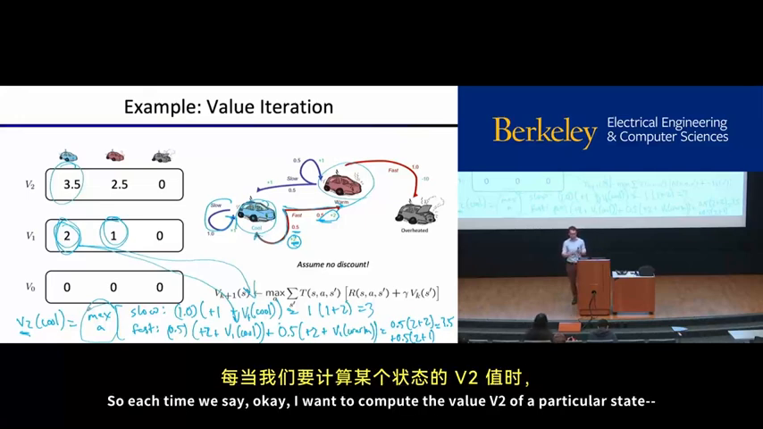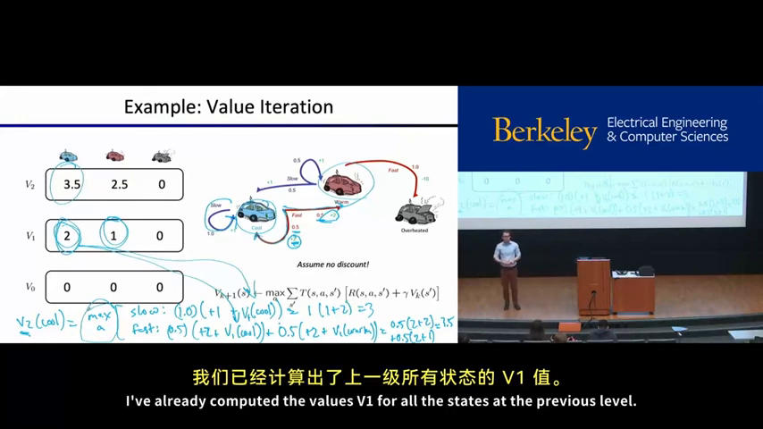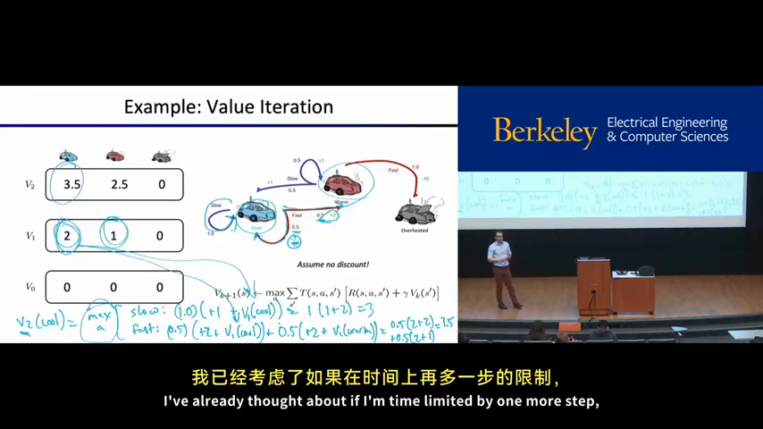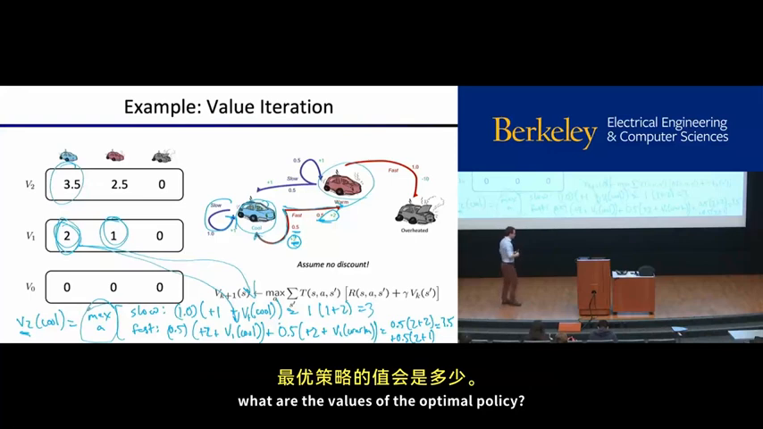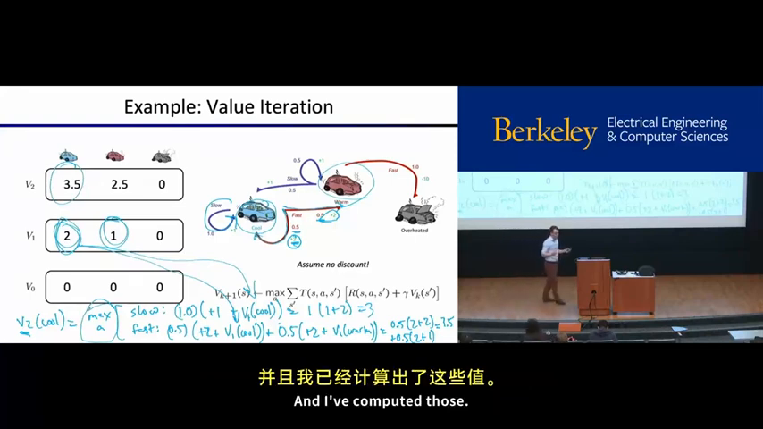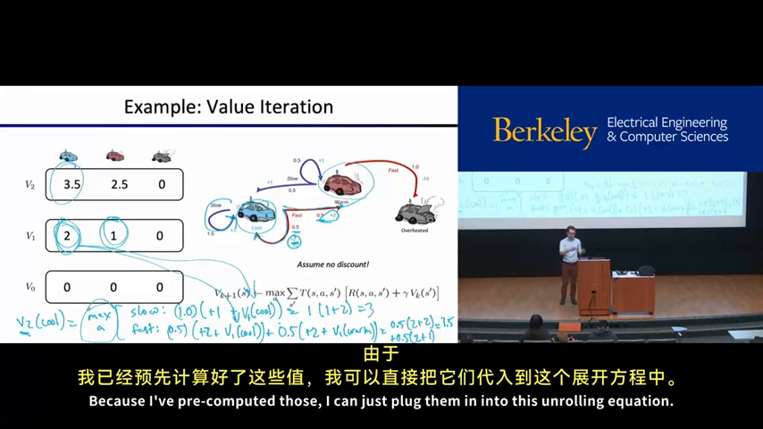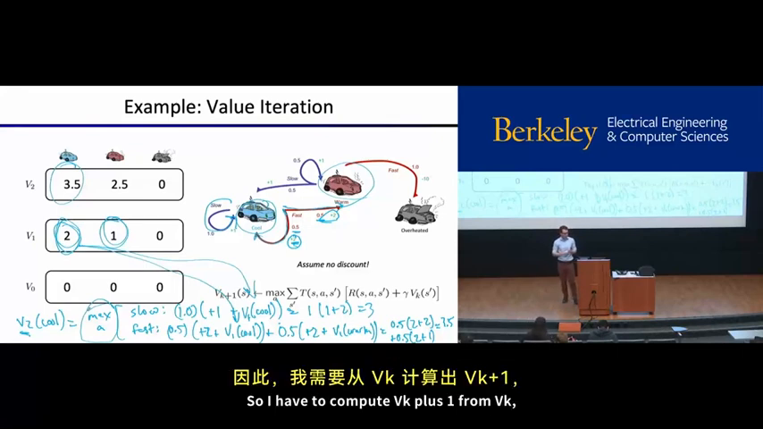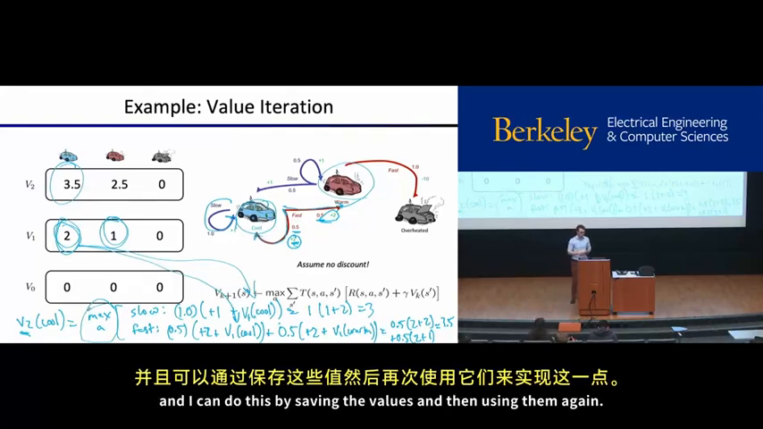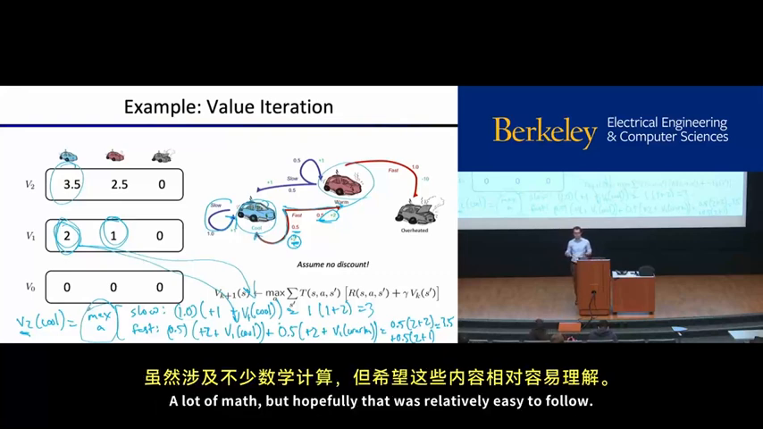So each time we say, okay, I want to compute the value, v2, of a particular state. I've already computed the values v1 for all the states at the previous level. I've already thought about, if I'm time limited by one more step, what are the values of the optimal policy? And I've computed those. Because I've pre-computed those, I can just plug them into this unrolling equation, right? So I have to compute vk plus 1 from vk, and I can do this by saving the values and then using them again. Okay, a lot of math, but hopefully that was relatively easy to follow.